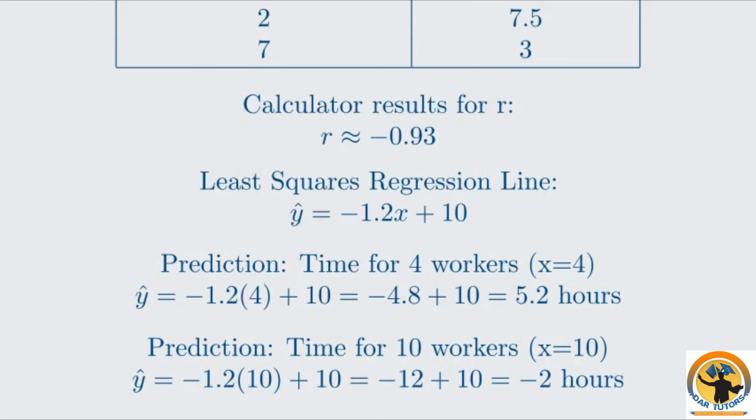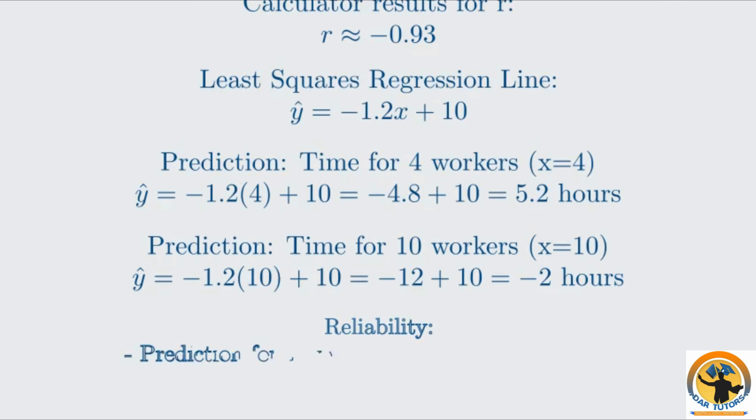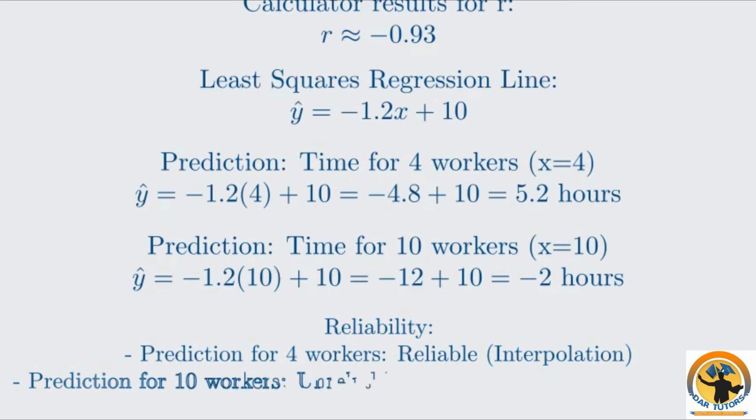The linear model is a good fit for the data we have, but it breaks down when we try to apply it to situations far outside that data. The prediction for 4 workers is reliable because it's an interpolation. The prediction for 10 workers is unreliable because it's an extrapolation that yields an absurd result.